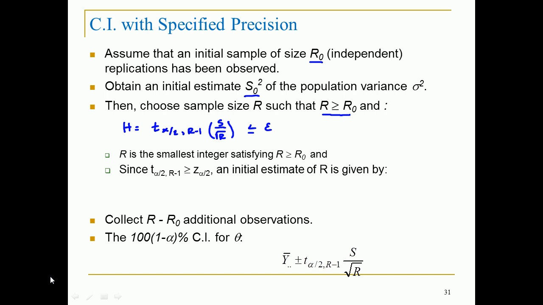So let's say that R is the smallest integer satisfying R greater or equal to your initial number of replications, and also satisfying R being greater or equal to t of r minus 1 times S0 divided by epsilon. So let me write this here. It's not clear enough. So R needs to be greater or equal to this half width that is defined by t alpha divided by 2, r minus 1, times the standard deviation of your initial experiments divided by epsilon squared.